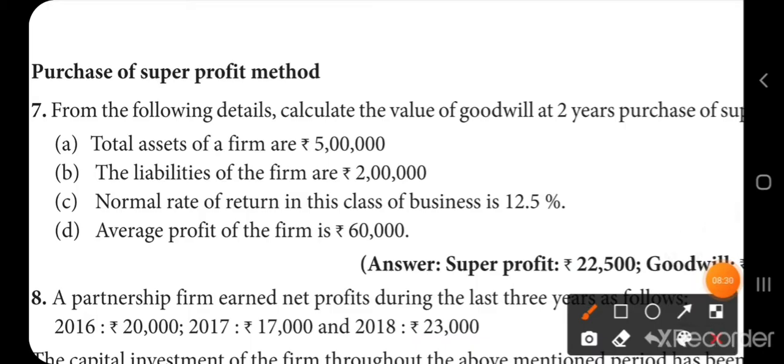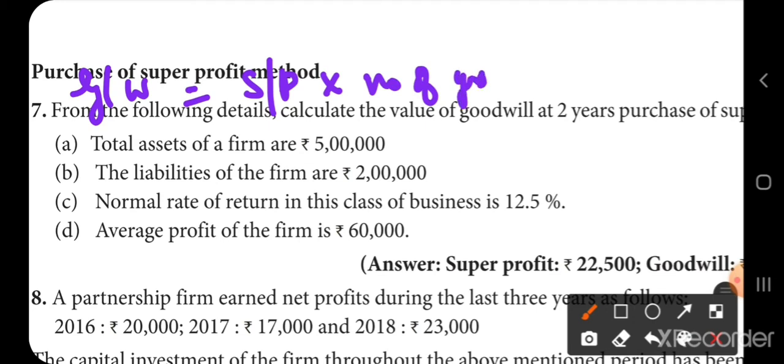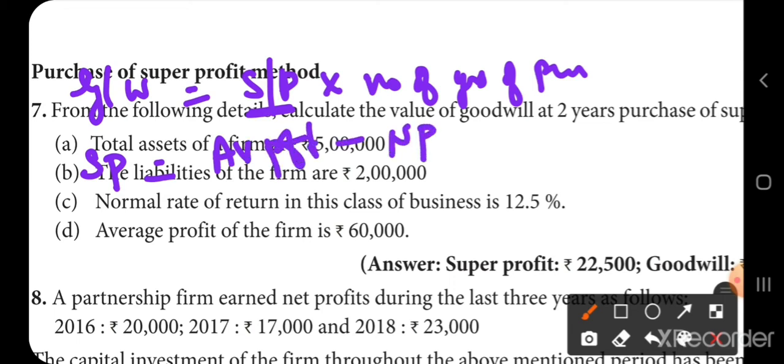I repeat it once again. First, in this problem, you are asked to calculate the goodwill. So goodwill under the super profit method, what is the formula? Goodwill is equal to super profit into number of years of purchase. Number of years of purchase is given in the problem, but super profit is not given. So super profit formula, what is it? Average profit minus normal profit. Average profit is given in the problem as 60,000, but normal profit you don't know. So you have to find out the normal profit.